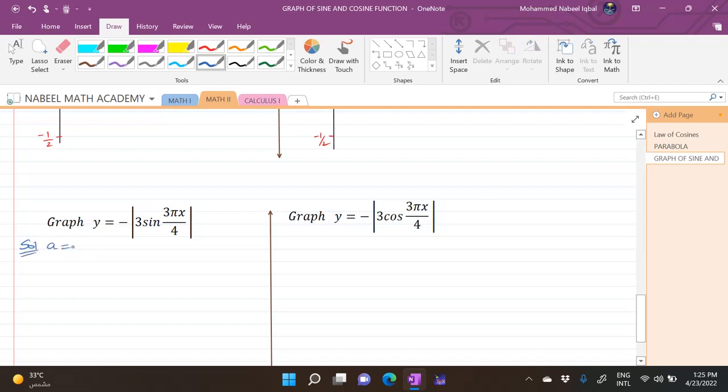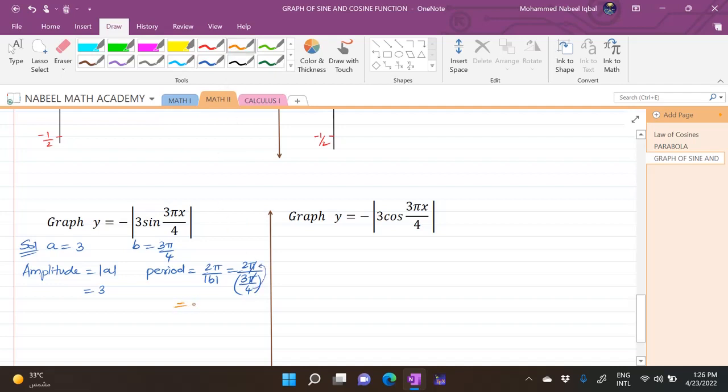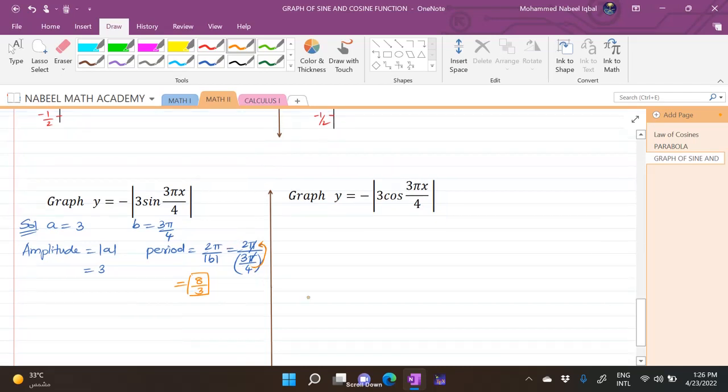So A is 3 and B is 3 pi over 4. Now the amplitude is given by the absolute value of A, which is equal to 3, and the period is 2 pi over the absolute value of B. When I substitute the values, 2 pi over 3 pi over 4, the pi cancels with the pi. When you multiply by 4 above, you will find the value is equal to 8 over 3. You have to multiply this 4 up, so you will have 8 over 3 upon simplification.